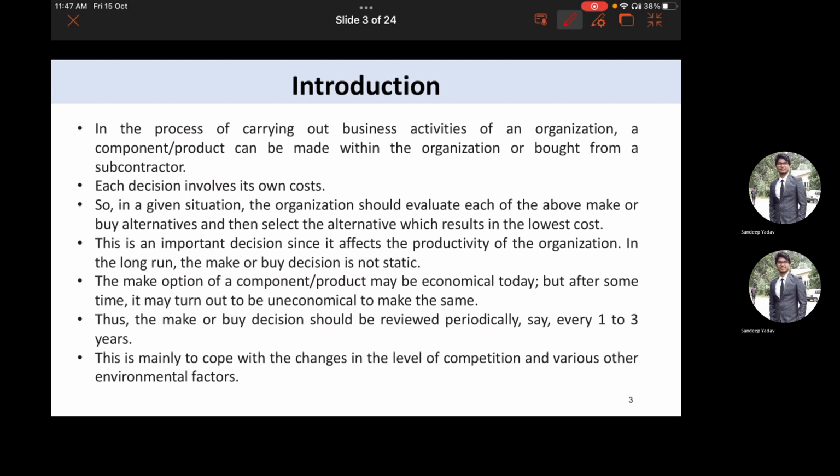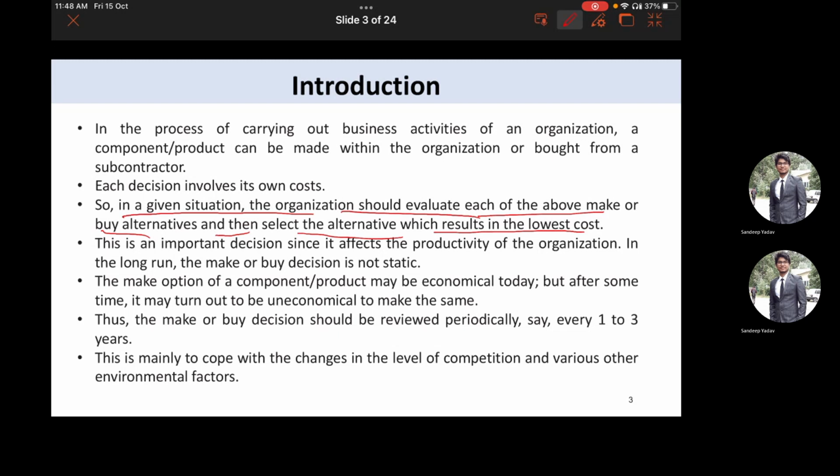So let's start with an introduction. In the process of carrying out business activities of an organization, a component or product can be made within the organization or bought from a subcontractor. As I've already told you, each decision involves its own cost. Decisions also have a cost, and so in a given situation, the organization should evaluate each of the above make or buy alternatives, and then select the alternative which results in the lowest cost.